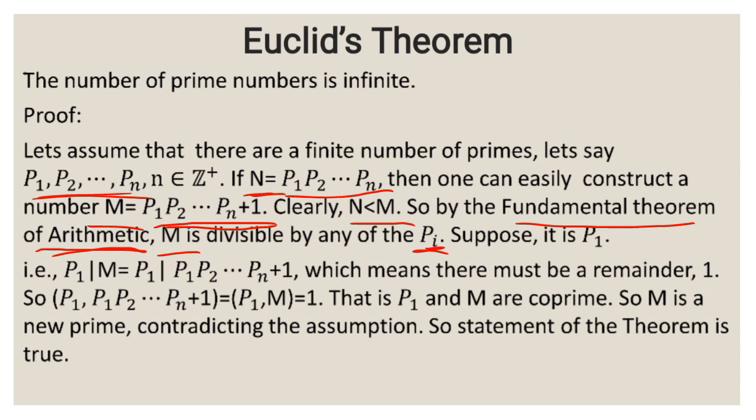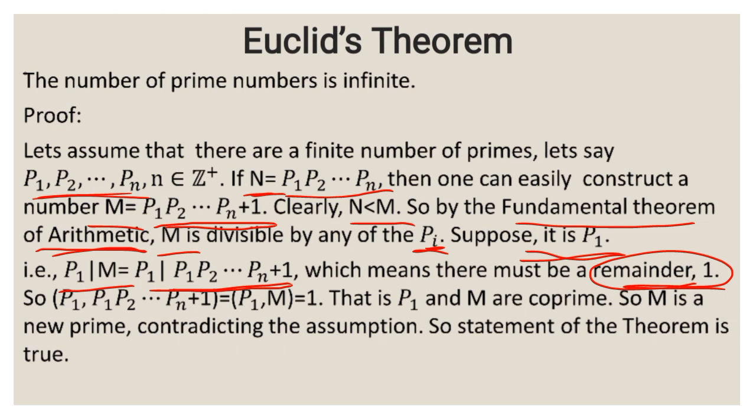In my own proof, I chose p1. You could choose p10, whatever n value you want it to be. But for me, I chose p1, and p1 divided my m. And I saw clearly that if that happens, there would be a remainder, and the remainder will be 1.